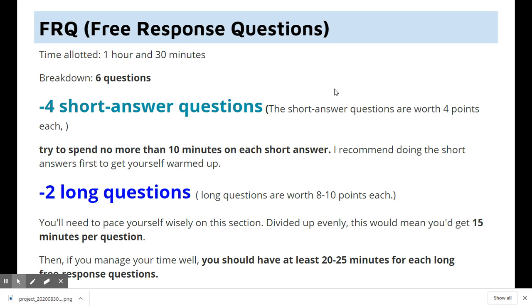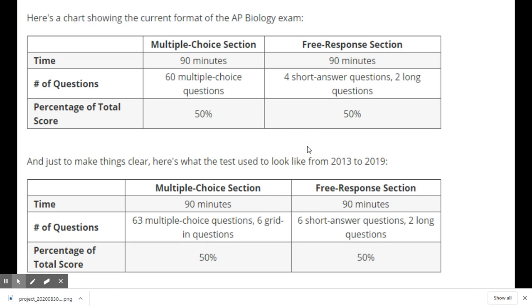long free response questions. So moving into long response questions, you have 2 of those. And if you were to divide it all up evenly, you'd get 15 minutes per question. But I'm emphasizing you want more time on the long questions. So we're going to be working on these and practicing these throughout the course of semester 1 and 2 to get you to a point where you can tackle the short answer questions more quickly to build in more time for the long response questions.